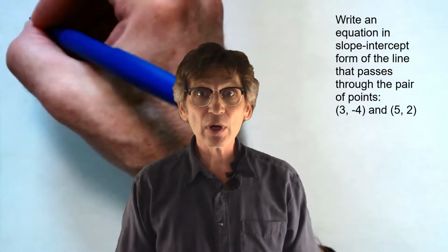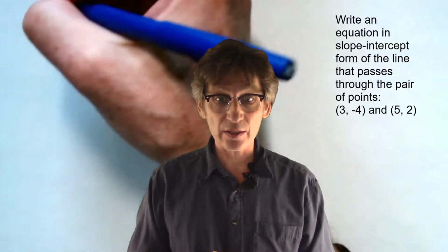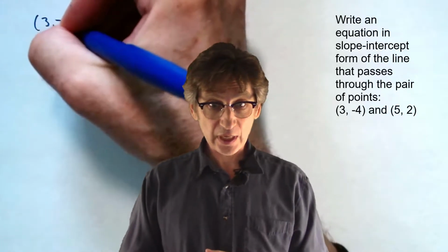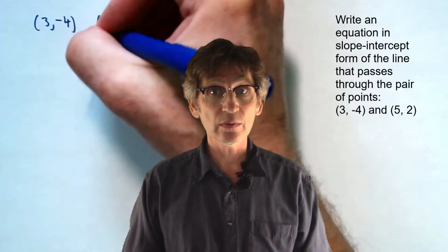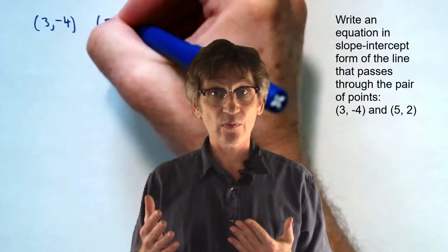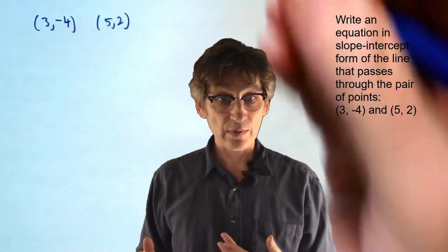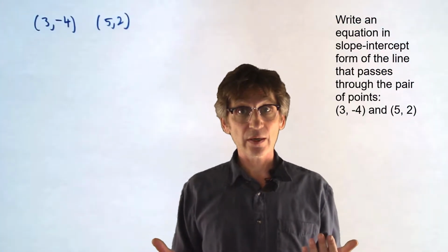Point-slope form is a really useful form of a linear function when we are given information about a line and we want to write an equation. So if we want to write an equation in slope-intercept form and we're given two ordered pairs, like (3, -4) and (5, 2), we can use point-slope form to get to slope-intercept. Here are the ordered pairs.